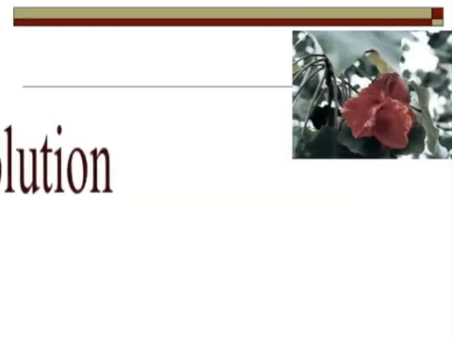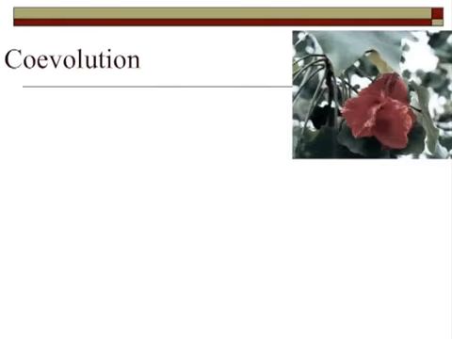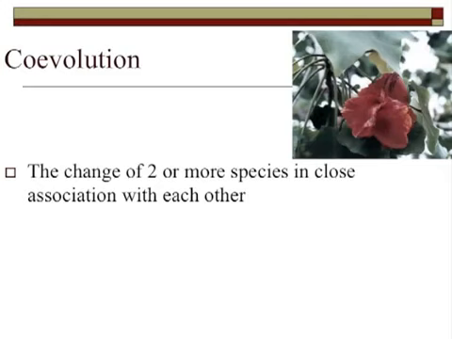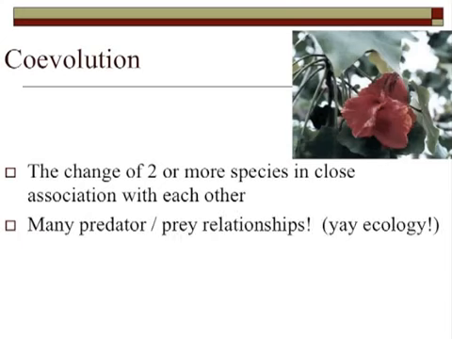So there are a few different common patterns, and coevolution is one of them. This is when two or more species change in association with each other. So this goes back to the predator and prey relationships. The predator gets faster to catch the prey, and the prey then has to get faster to get away from the predator. So each one of them evolves on its own, but in relationship to the other one.